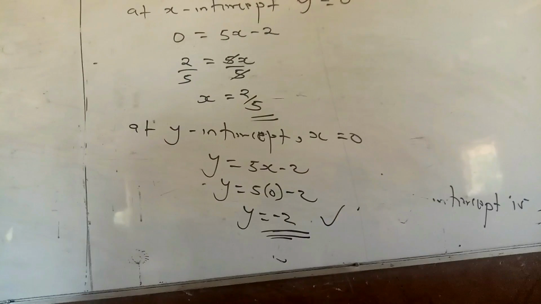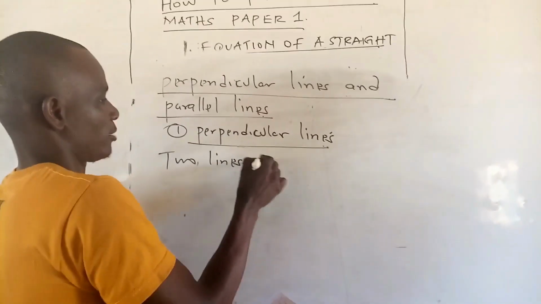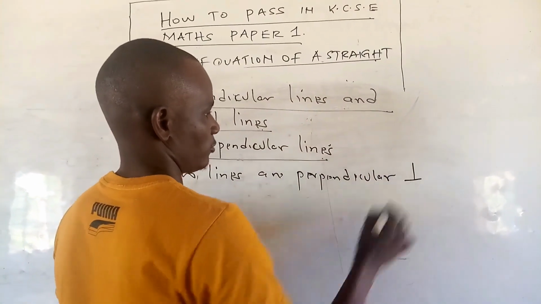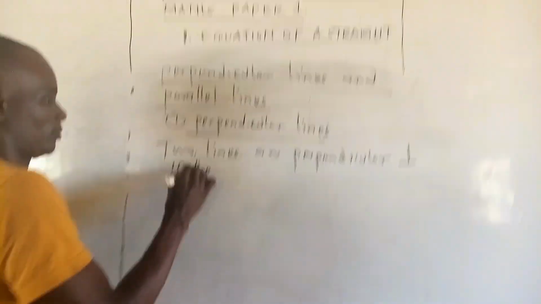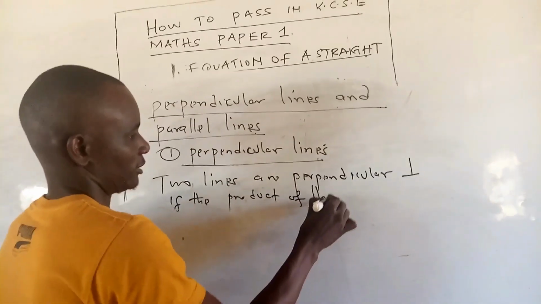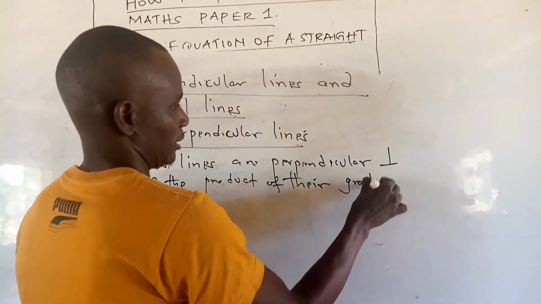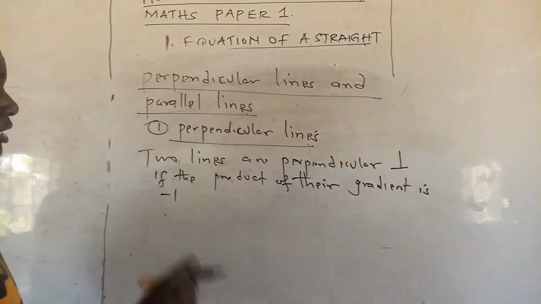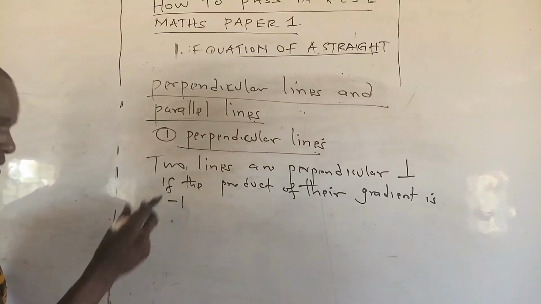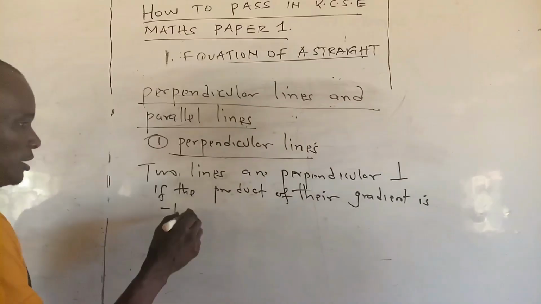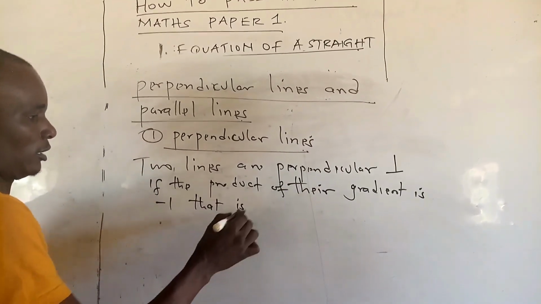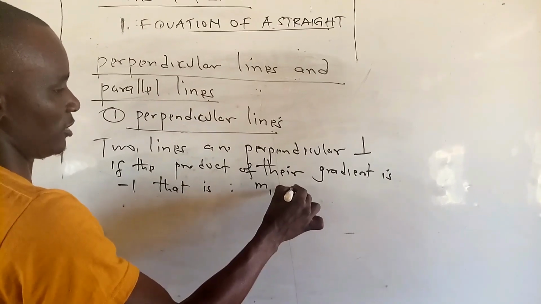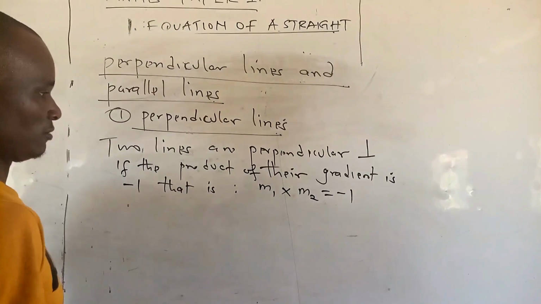Okay, two lines are perpendicular. Two lines are perpendicular if the product of their gradients is -1. So whenever you have the product of the gradients of two perpendicular lines, you always get -1. That is, if the first line has a gradient of m1, and you multiply with the gradient of the second line, which is m2, you should always get -1.